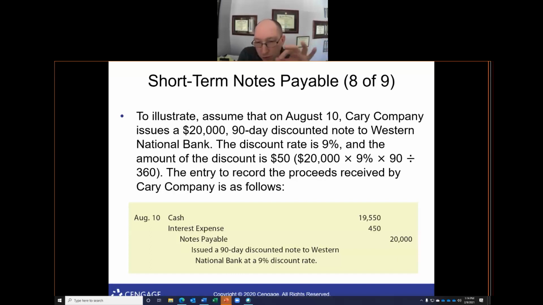Okay, so therefore the bank gave us, where am I? So the discount is $450. Instead of the $20,000, we got $19,550 based off of the formula, right? So we debit cash $19,550, debit interest expense $450, and credit notes payable $20,000.